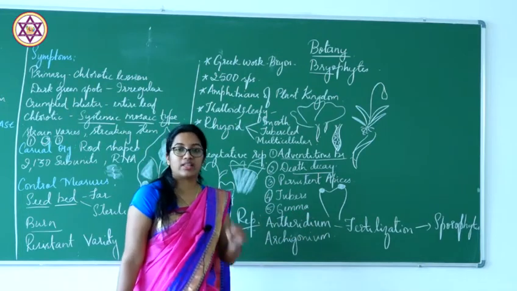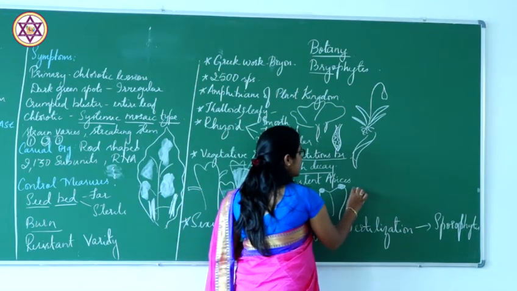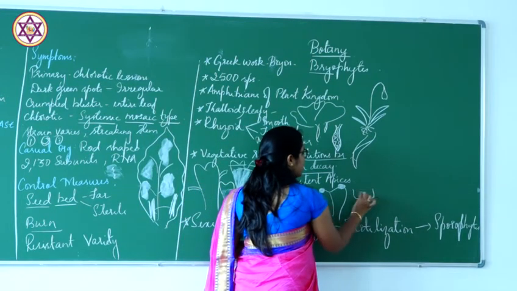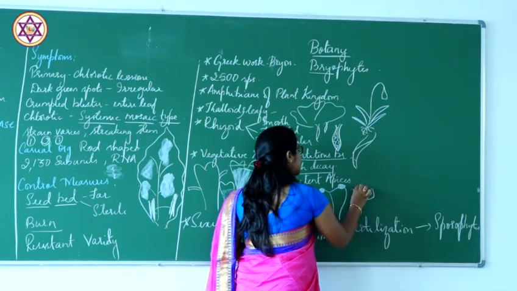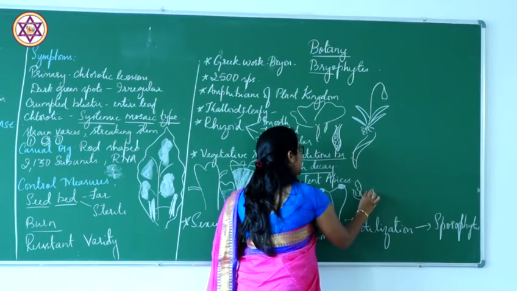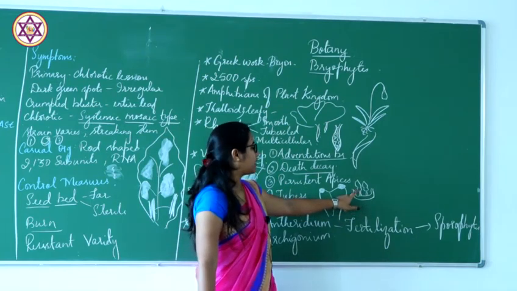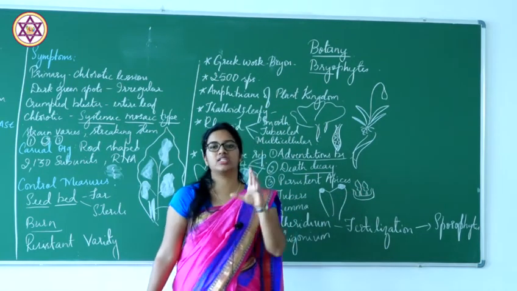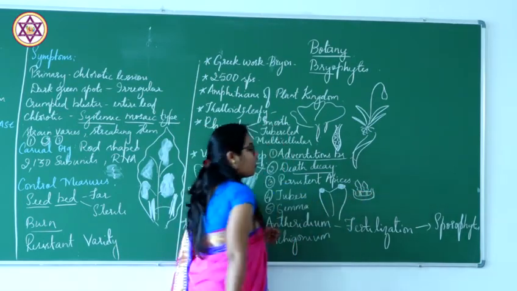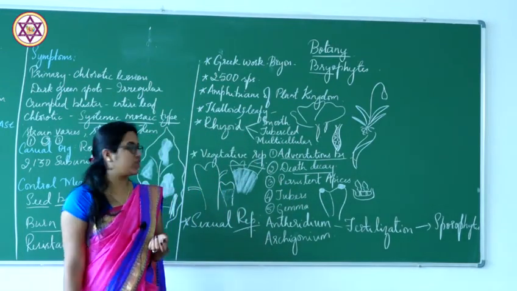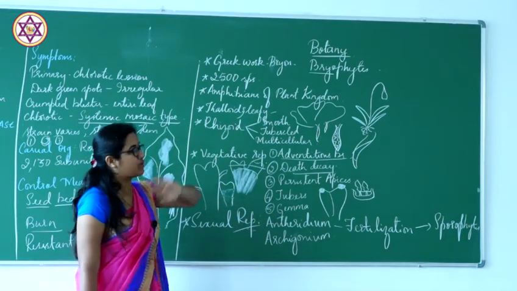Gemma is seen in Marchantia, wherein they grow a special structure called a gemma cup, which will have plenty of gemmae inside. Each gemma has a stalk and an upper portion which is broader and elongated. Each gemma is capable of germinating and growing into a new individual. So that is about vegetative propagation seen in bryophytes.